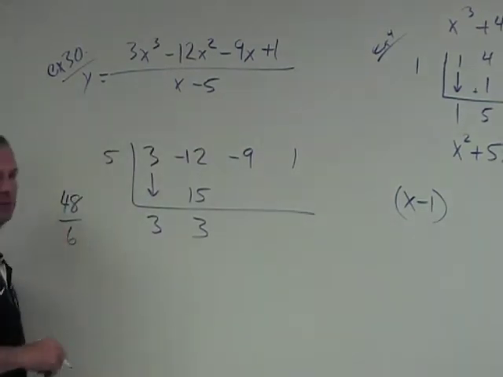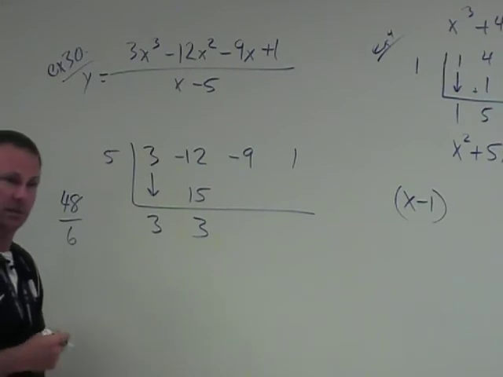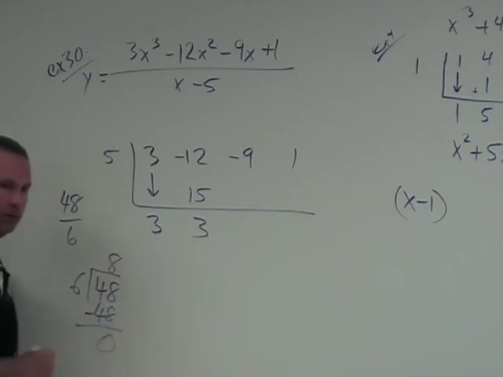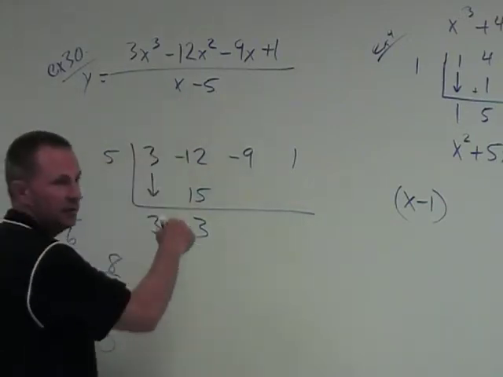It's the same thing if I said this. Is 6 a factor of 48? Is it? Why is that? Because when I take 48 divided by 6, my remainder is 0. Why would it not be negative 5? Well, negative 5 minus 5 is not 0.